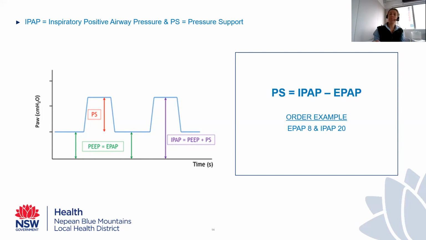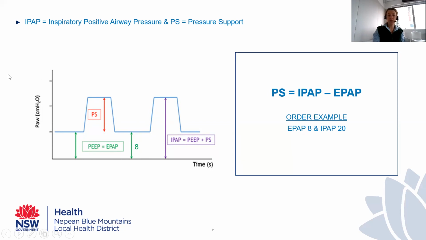So remember, EPAP is the same as PEEP. So in this example, on my machine, I need to set a PEEP and a pressure support. So EPAP and PEEP, same thing. So I can put my PEEP in. That's 8. Now I've got an IPAP of 20. So how am I going to work that out?